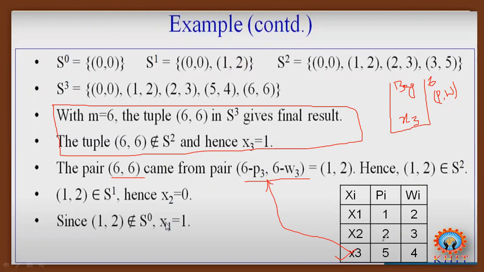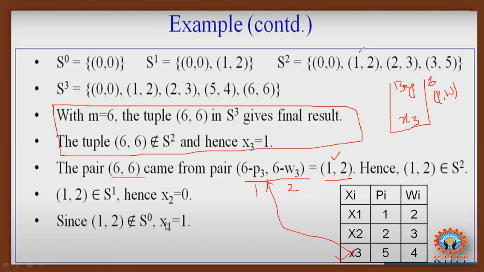Okay, now we will see how it is. Clearly observe 6 minus P3. What is P3? 5. 6 minus 5 is 1. Next, 6 minus W3. What is the value of W3? 4. 6 minus 4 is 2. So you get the pair 1 comma 2. Now you check whether the generated pair 1 comma 2 is available in S2 or not.